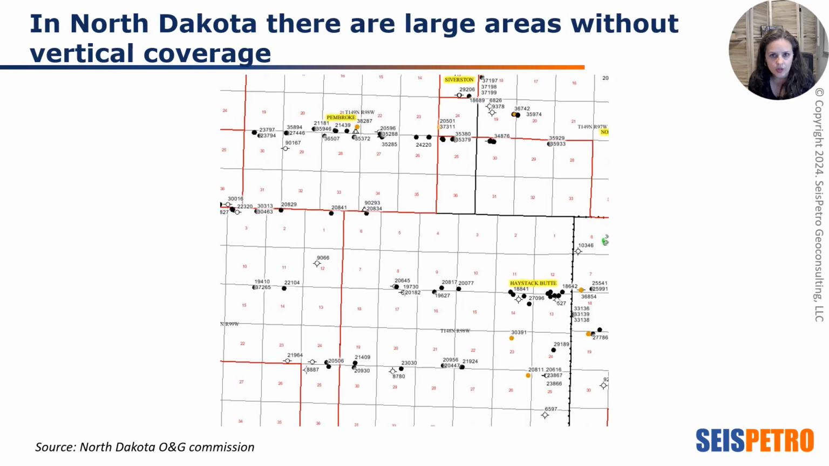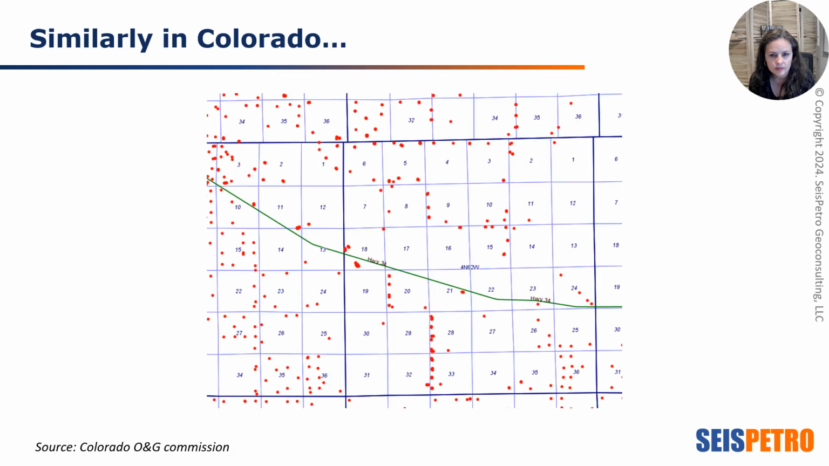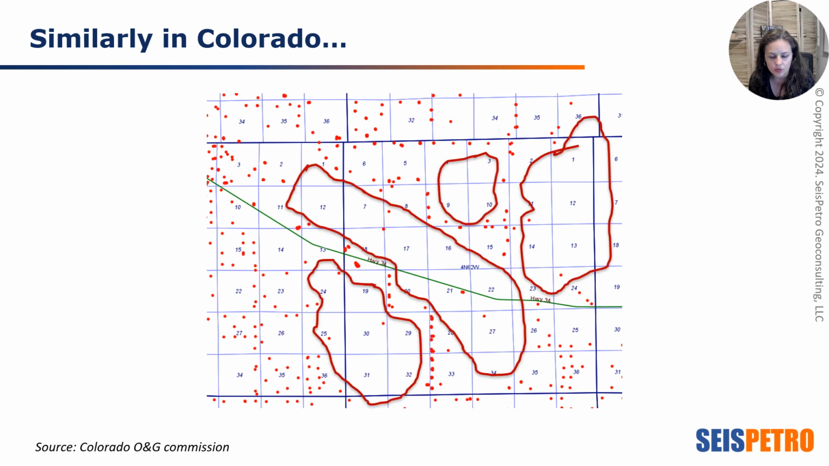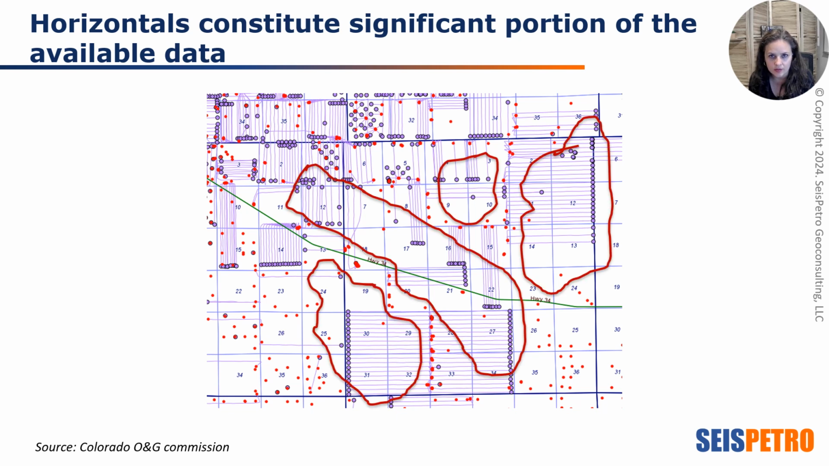For example, in North Dakota, we can see there are large areas without vertical control, like the ones that we see here in this red circle. However, these areas are usually covered by lots of horizontal wells. Similarly, in Colorado, we also have large areas without vertical control, like the ones we're highlighting here. Again, all these areas have been drilled with a lot of horizontal wells. And that information can be very useful to map and delineate the reservoirs.